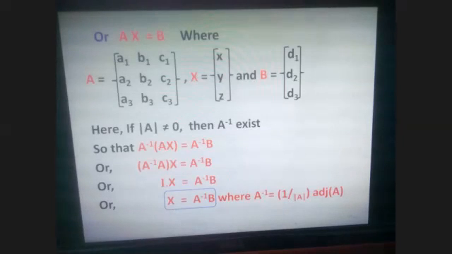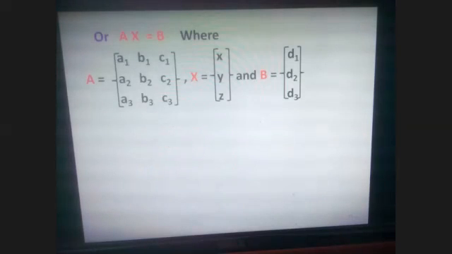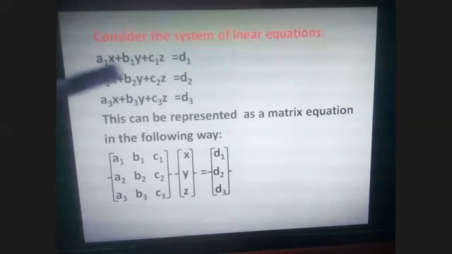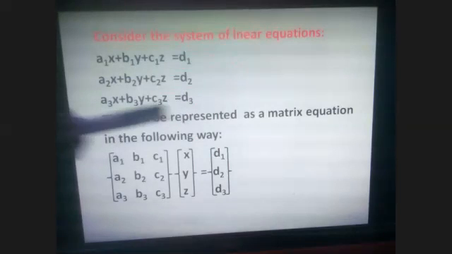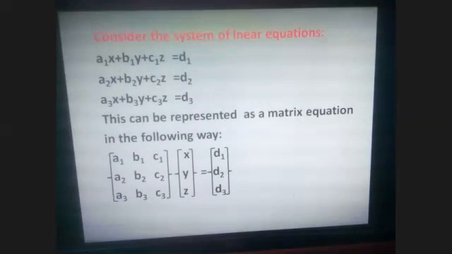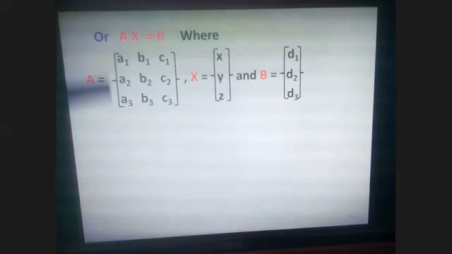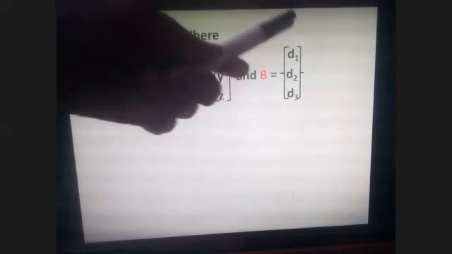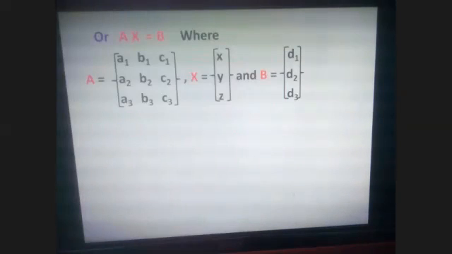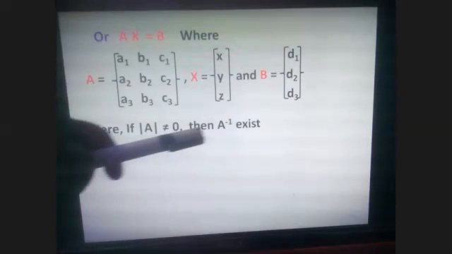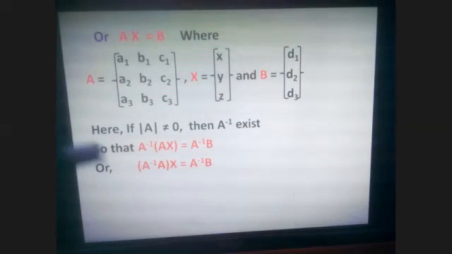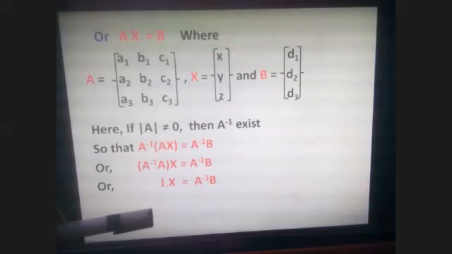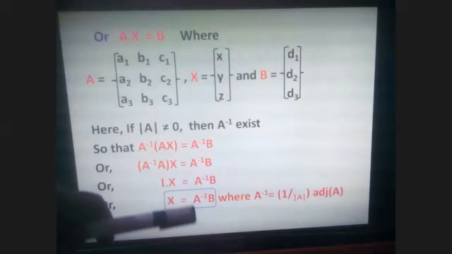Looking once again, we have the system of equations: A1x plus B1y plus C1z equal to D1, A2x plus B2y plus C2z equal to D2, A3x plus B3y plus C3z equal to D3. Written in matrix form, we have AX equal to B, where A is the matrix of coefficients, X is the column of variables, B is the column of constants, and if determinant A is not equal to 0, A inverse exists, and multiplying with A inverse from the left, we have the solution X equal to A inverse B.